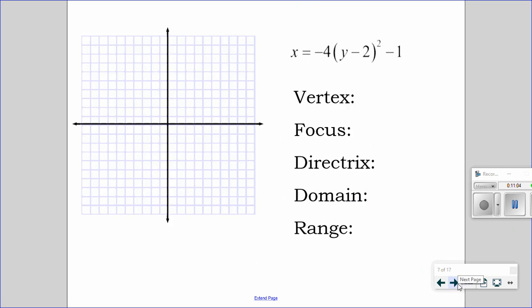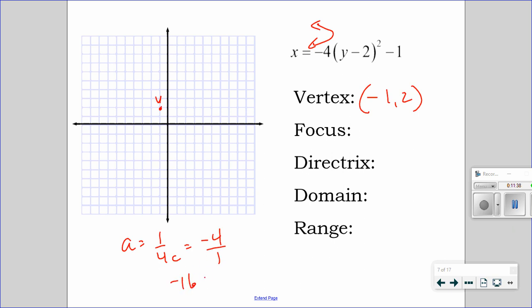Okay, so you guys try this one. So again, you try to answer it, put it on pause, and then give a check. So our vertex is (-1, 2). So I'm going to plot that, (-1, 2). That's my vertex. It's opening to the left since it's negative. So A equals 1 over 4C. So that equals -4. I'll cross multiply and solve. C is -1/16. So that negative again, it's just telling you that it opens to the left.